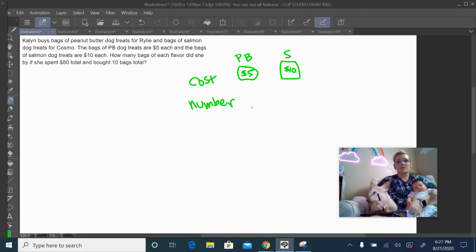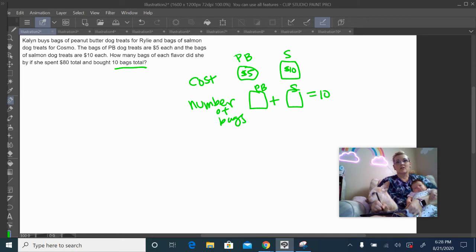Okay, and then I'm going to do the same thing for number. So I know that there's a total: however many I have of peanut butter and however many I have of salmon, my total is going to be 10. So I know the number of them, 10 bags total. I added them together. So however many I got of peanut butter plus however many bags I got of salmon, I'm going to have 10 bags total. So that's the number, the output of bags.